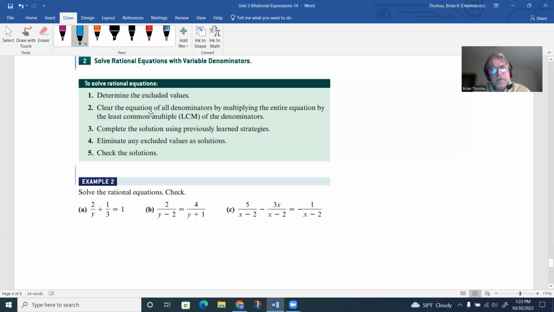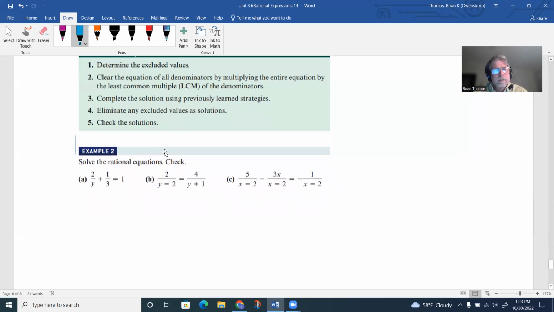We actually can get rid of fractions by multiplying each side by the least common denominator, or what's called the least common multiple. And then it becomes an equation that we're more familiar with, and we can solve for x using strategies that we may be more familiar with. And again, once we solve it, we have to eliminate any excluded values as solutions. It's not a bad idea to check solutions. A lot of times this last step is kind of omitted.